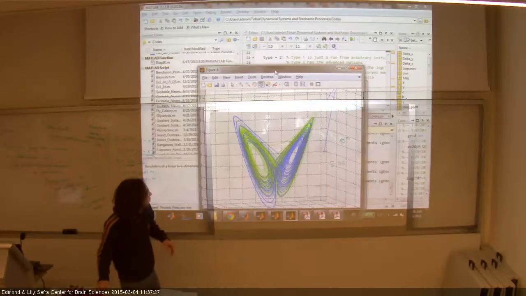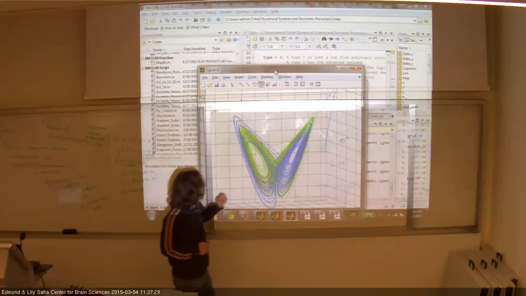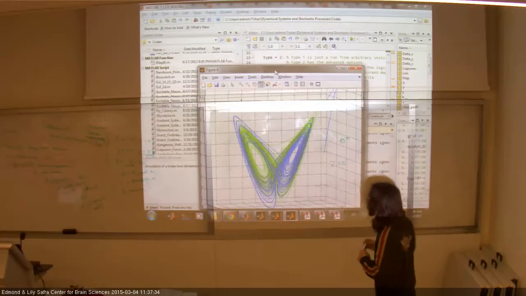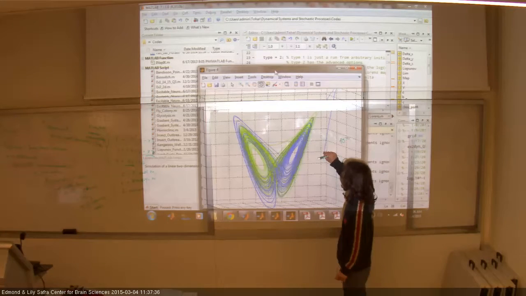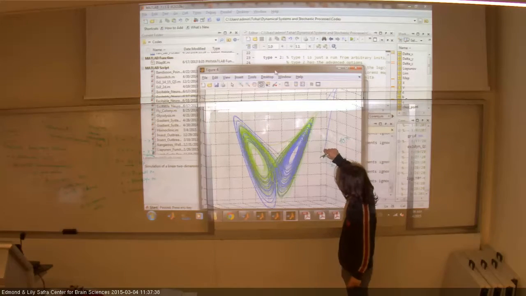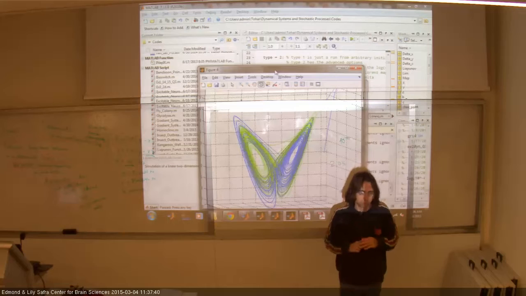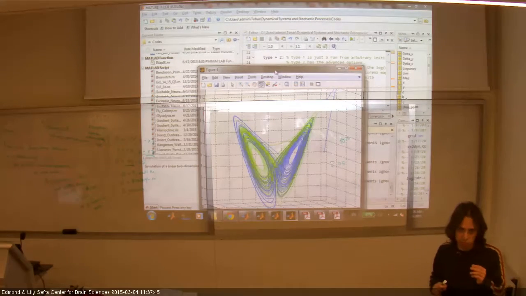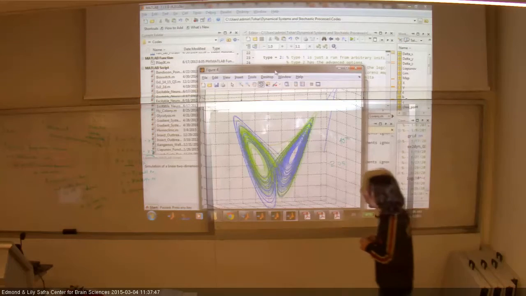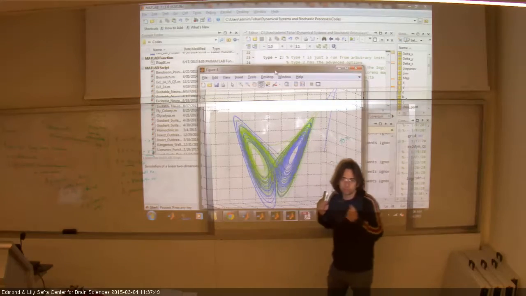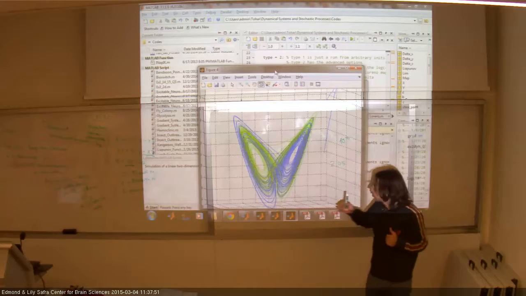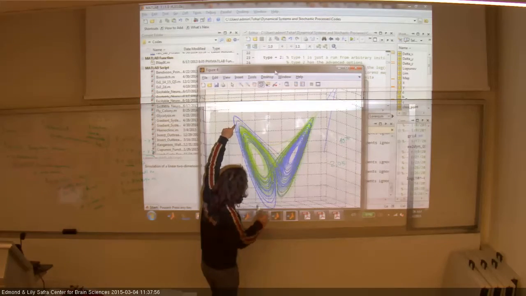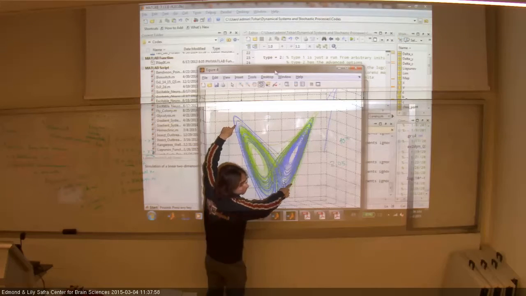Okay, so we were talking about how initial conditions that are very close to each other might diverge from each other. And the idea is that at a given time, remember we are talking about long-term behavior, after a given long period of time, the system that is marked here in blue might be here, and the system marked in green might be here.